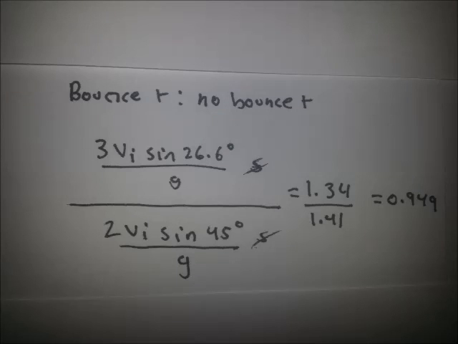And for the ratio of the times, you just take the bouncing ball time over the non-bouncing ball time, and you get 3 v i sine 26.6 over g divided by 2 v i sine 45 degrees over g, which simplifies down to 1.34 over 1.41, equaling 0.949.